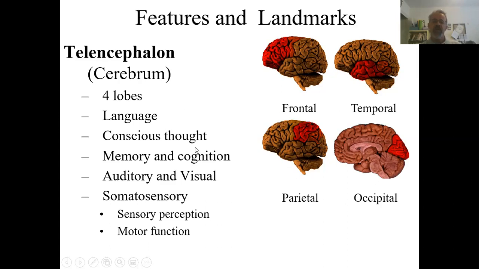We also have conscious thought, memory and cognition, which is learning, auditory and visual. Those are some of the senses, obviously. And somatosensory. So we've already learned about sensory and motor. Remember I mentioned information comes in via sensory, goes out by a motor. In between that, there's a part of the brain that processes that sensory information before sending it out, like moving your leg, for example.